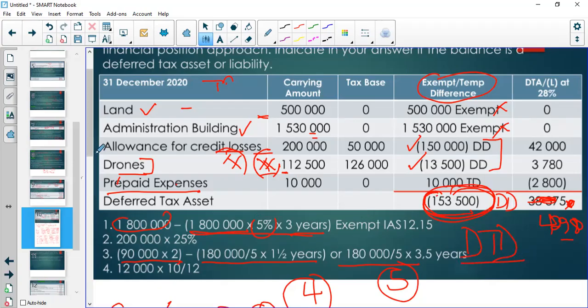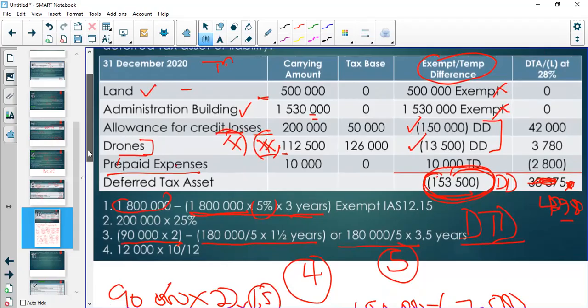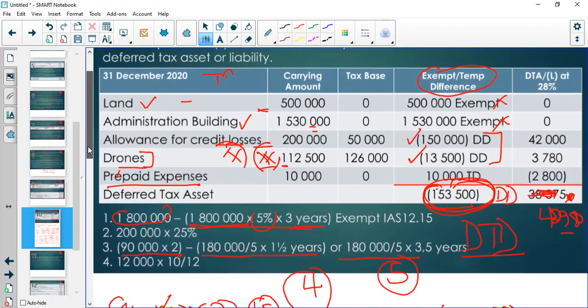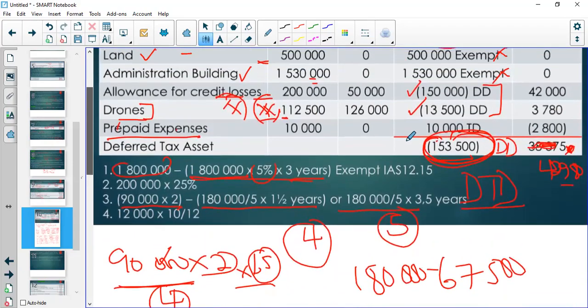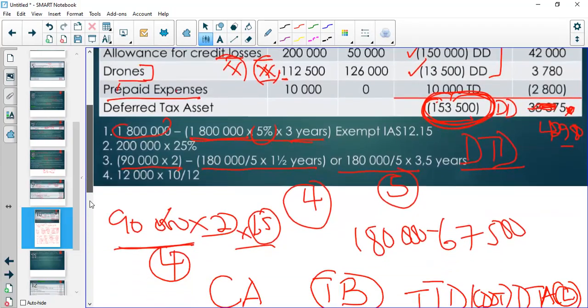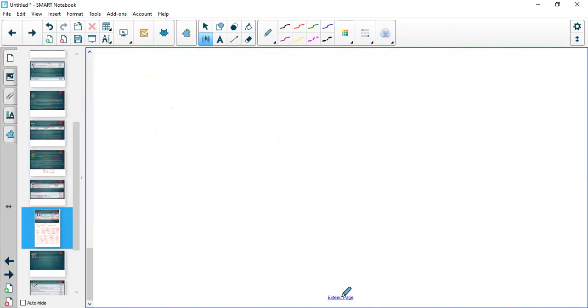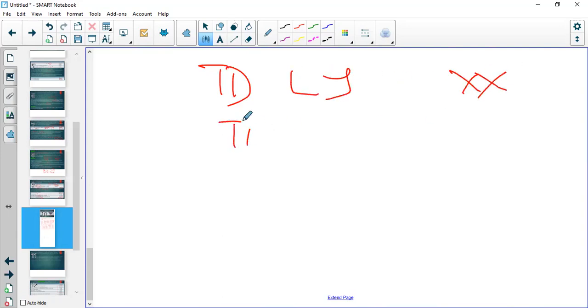All right, so what do we do when we're calculating this current tax? We do not just need this figure, we need the change from the previous year to the current year. So we need the temporary differences for last year. Then we need temporary differences this year.